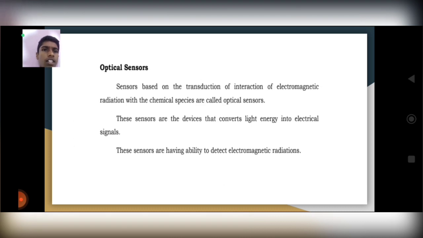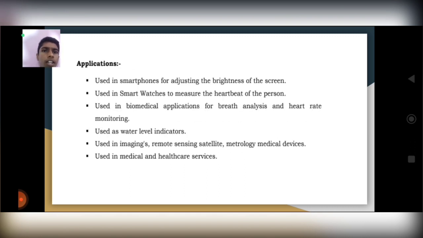Optical sensors. Sensors based on the transduction of interaction of electromagnetic radiation with chemical species are called optical sensors. These sensors are devices that convert light energy into electrical signals. Applications: used in smartphones for adjusting the brightness of the screen, used in smartwatches to measure the heartbeat of a person, used as a water level indicator, and used in medical and healthcare services.